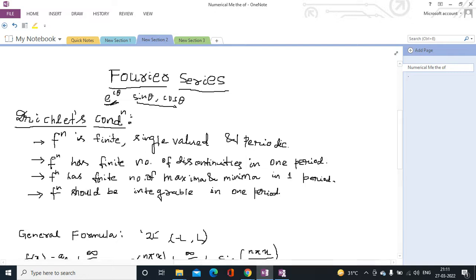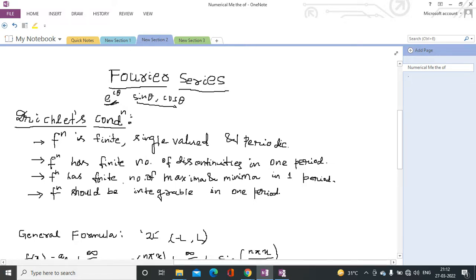Let's study about Dirichlet's conditions, which are also required for a function. It has to satisfy the Dirichlet conditions, then we will apply the Fourier series. As per Dirichlet's conditions, we have to remember certain points: the function is finite, single valued and periodic. The function has a finite number of discontinuities in one period. The function has a finite number of maxima and minima in one period. The function should be integrable in one period.